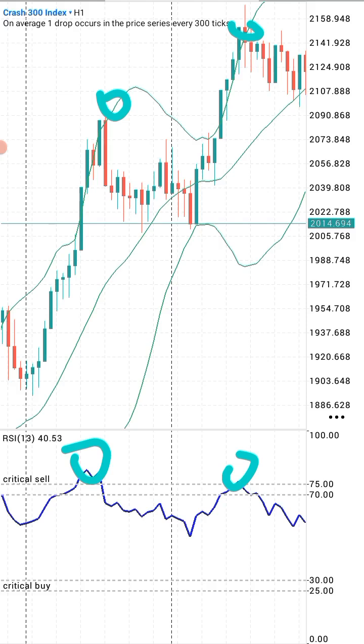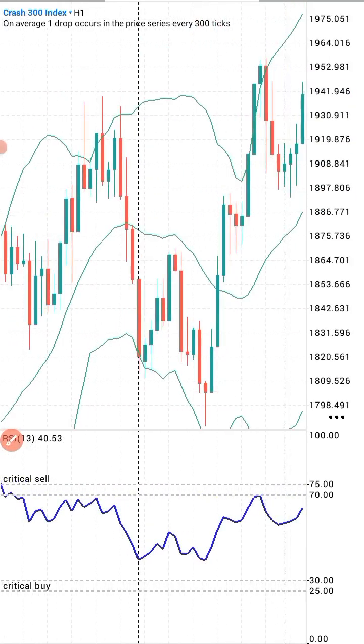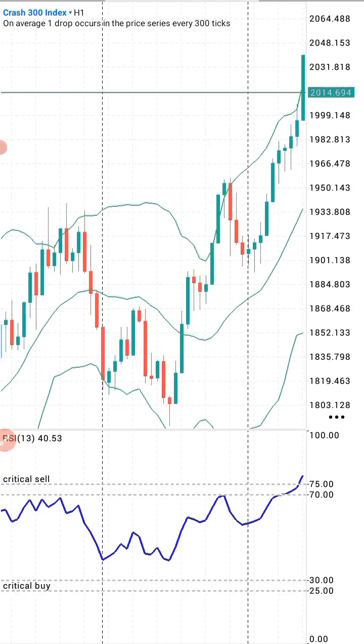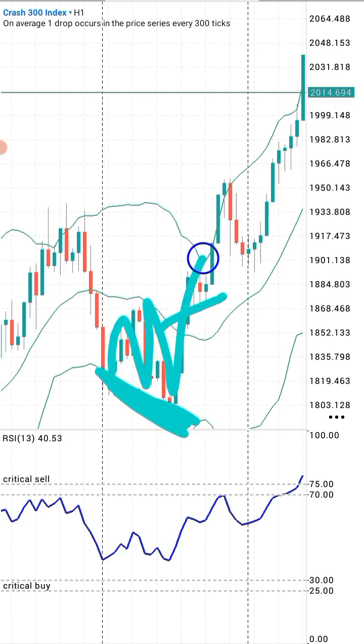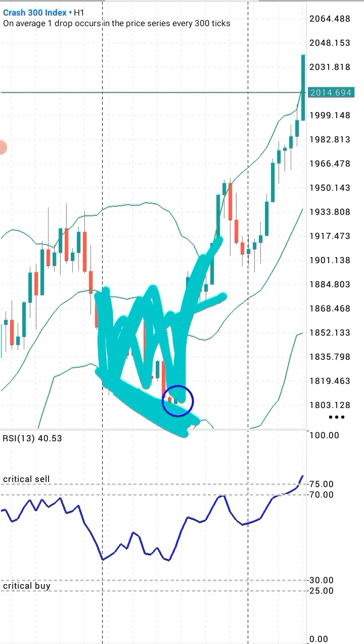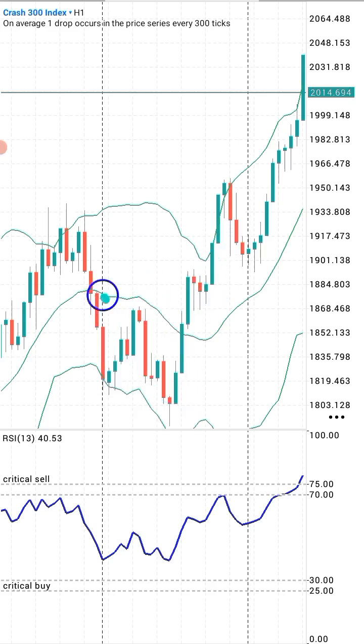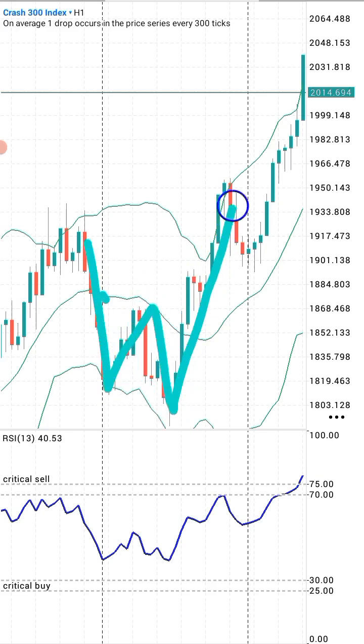Now we are using the RSI and the Bollinger Band. How do we use this? For you to buy, you wait for when price is below the standard deviation, at this standard deviation, and then you see a clear pattern, something like this. A very clear pattern. Here comes a pullback and then it continues.